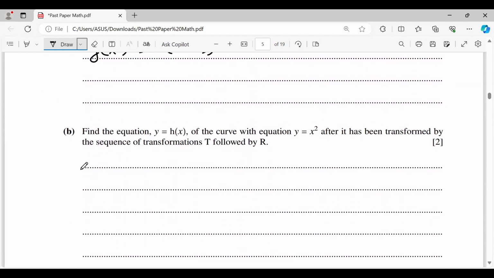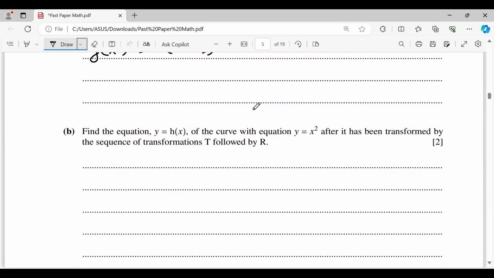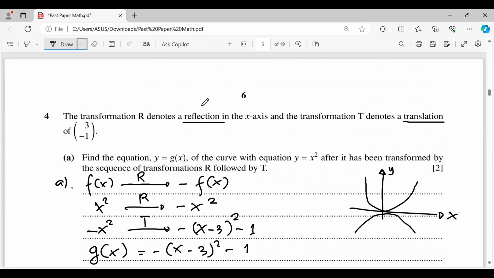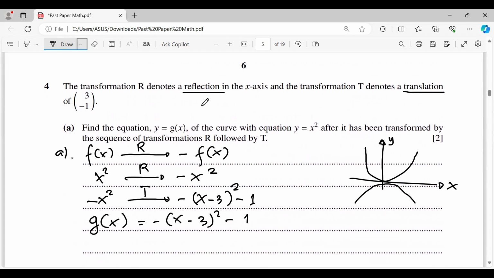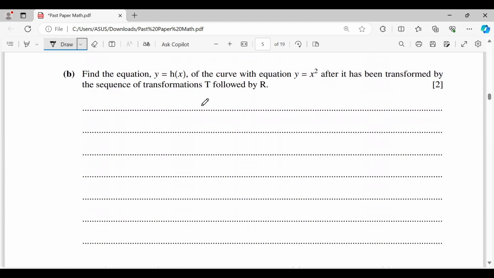Find the equation y equals h(x) of the curve with equation y equals x squared after it has been transformed by the sequence of transformations T followed by R. Just now in A, our transformations were R followed by T. Meanwhile, in B, it's T followed by R. Right. So we're going to return back.